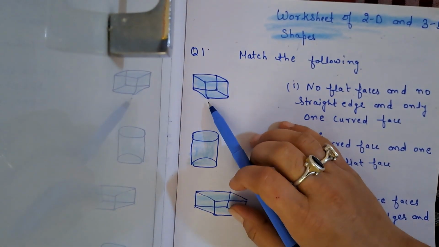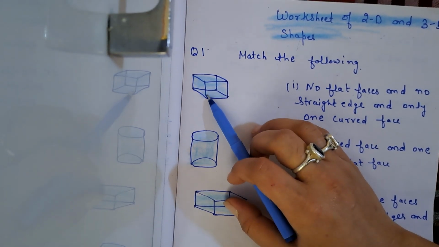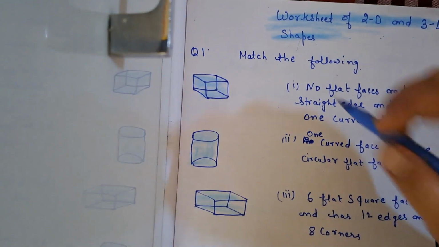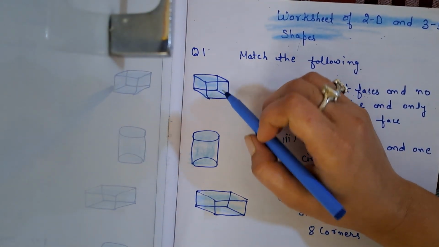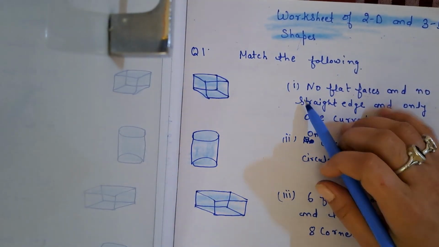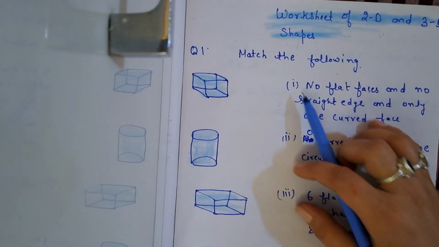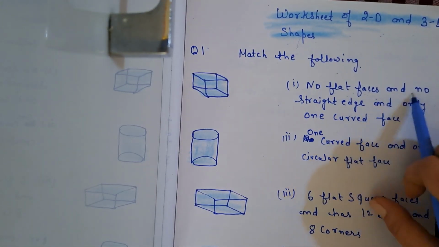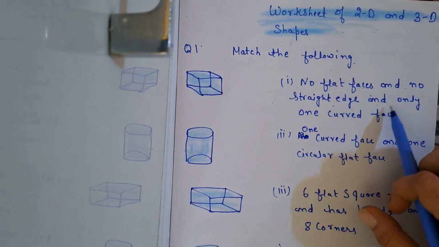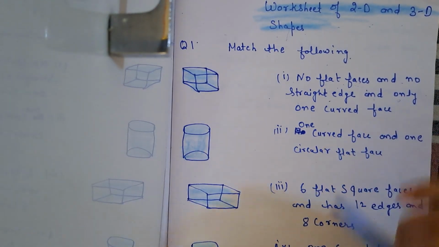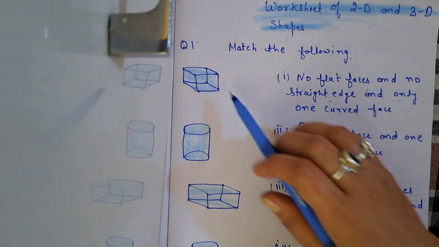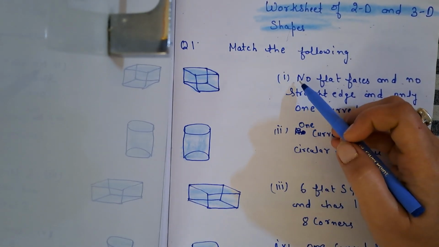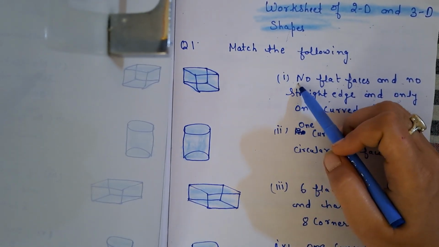Okay, let's see the first figure. This is a cube. Now match this cube to its correct definition. So let's see the first definition: no flat faces and no straight edge and only one curved face. But a cube has flat faces, that means this is not a definition of cube.